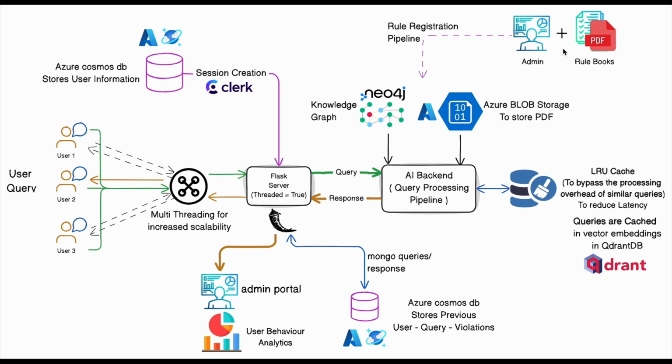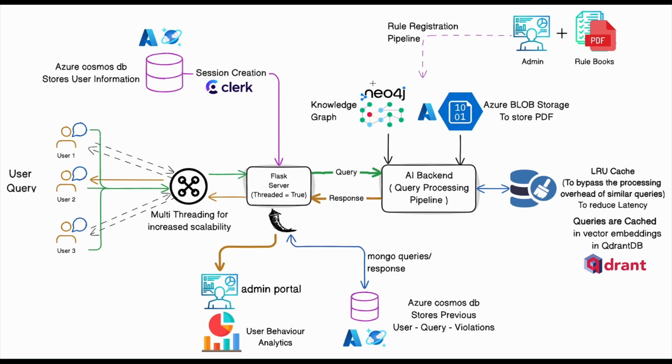High-level design of the backend. So starting with this rule registration pipeline, in the upload route, admin can upload a rulebook, and that gets stored in Azure Blob Storage in PDF form. And simultaneously, the interrelation between rules and prohibitions are extracted by an LLM-powered registration pipeline, followed by storing them in Neo4j graph database as knowledge graph.